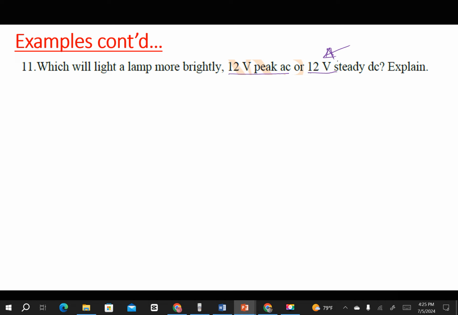This one is DC. So this one here is not what is effective in the lamp. We have to find what is effective in the lamp. For 12 volts peak, what is effective in the lamp is the root mean square value. So for alternating current, the root mean square value is the effective voltage in the lamp. This is equal to V naught divided by root of 2, which will be 12 over root of 2.